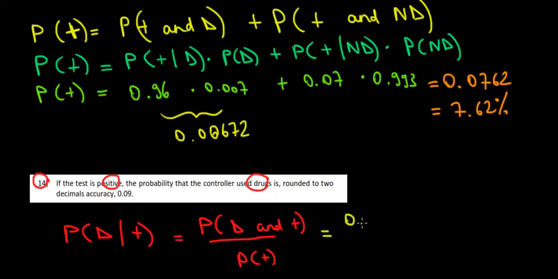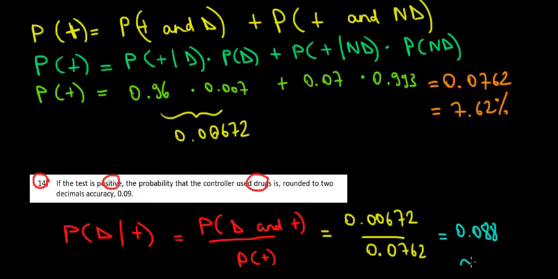So we can use this over here. That's equal to 0.00672 divided by the probability of having a positive test result, which we calculated to be 0.0762. Now if we work out the math here, we do the division, that's going to equal 0.088, and if we round it up, that's equal to 0.09, meaning that's 9% probability.